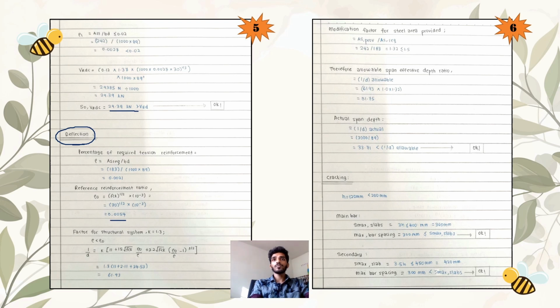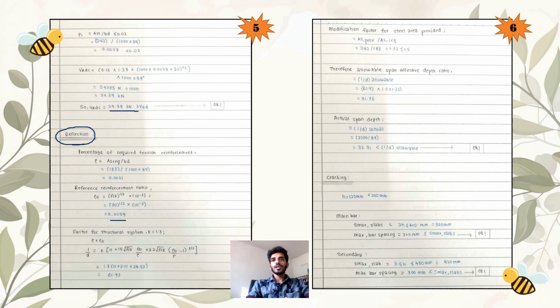Therefore, the allowable span effective depth ratio will be 51.75 after the deflection, and the actual span depth will be using L over D actual. So the actual will be 3.0 meters. We have to change into millimeters, 3000 over 89. So the answer we are able to get is 33.71, which is lower than L over D allowable. The statement we can say is okay.